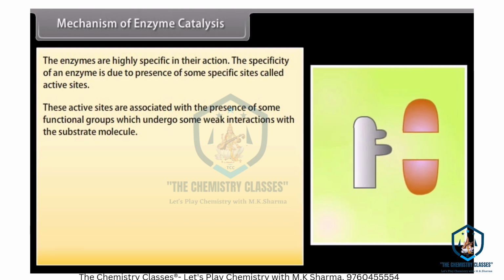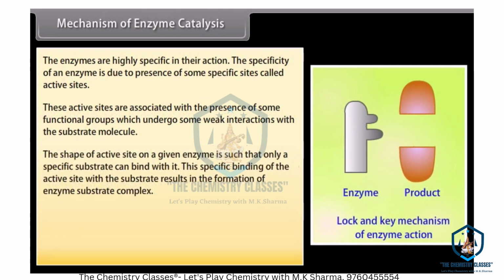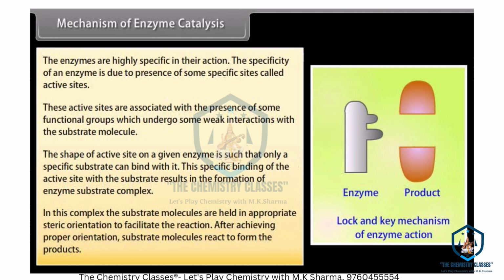molecule. The shape of active site on a given enzyme is such that only a specific substrate can bind with it. This specific binding of the active site with the substrate results in the formation of enzyme-substrate complex. In this complex, the substrate molecules are held in appropriate steric orientation to facilitate the reaction.